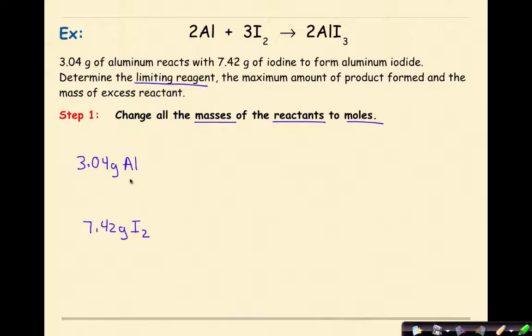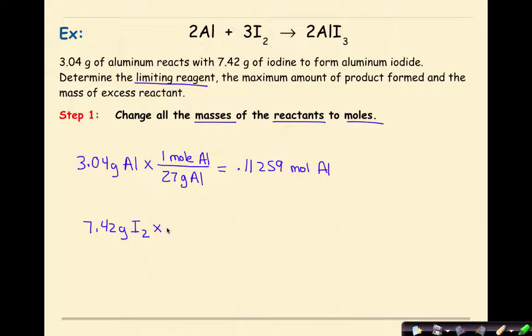So the first thing that we're going to do here is convert each of these masses into moles. So I'm going to set up a multiplication sign and a line, and I know that there are 27 grams of aluminum in 1 mole of aluminum. I'm going to get an answer for that, and I'm not going to worry about significant figures right now. I'm just going to multiply and divide this through. So if I work that out, I should get 0.11259 moles of aluminum.